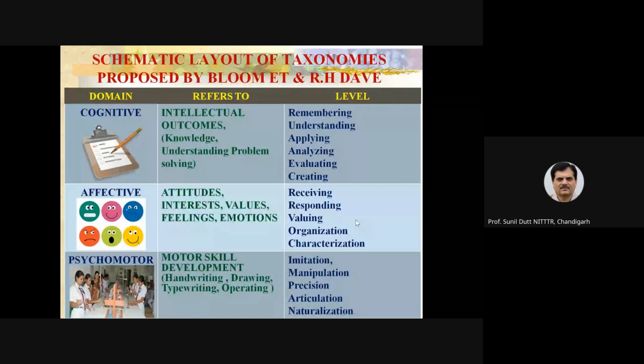So these are the three types of objectives, which the ma'am must have already covered. Cognitive domain refers to intellectual outcomes and it has got 6 levels and it can be tested through paper and pencil test. Affective domain is measured through observation. It is basically concerned with attitude, your feelings, your interest, emotions, values. And psychomotor domain is tested through practical test. It refers to motor skill development.